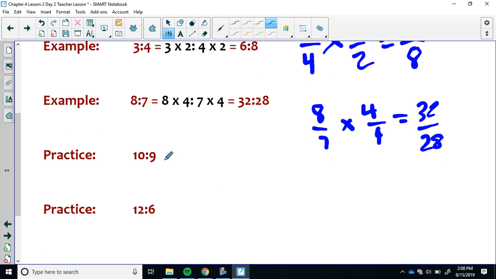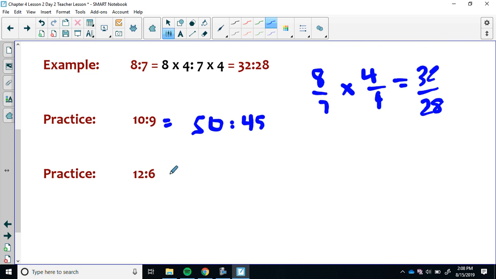So if I wanted to make an equivalent ratio for this one, I could pick any number. Let's just pick 5. 10 times 5 is 50, without having to write all this out. 9 times 5 is 45. Same thing here. Let's do it by 3. 12 times 3 is 36. 6 times 3 is 18. So those would be equivalent.